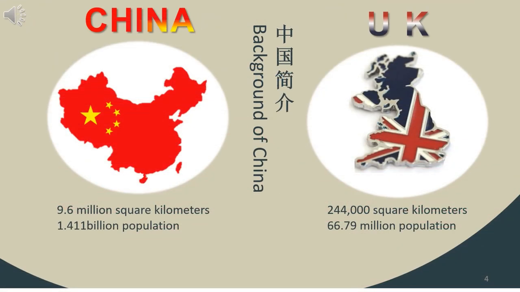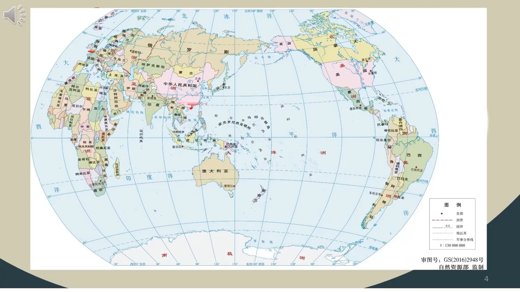To make clear, I use Great Britain to compare with China. We can see China has a land area of 9.6 million square kilometers, and Great Britain has an area of 244,000 square kilometers, which is equivalent to my country's Guangxi. Well, we can see them on the world map. Both of them are marked in red.